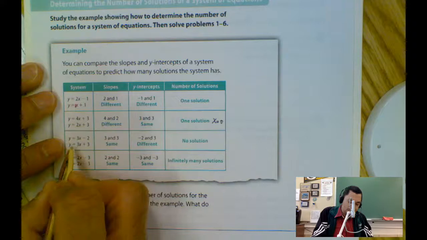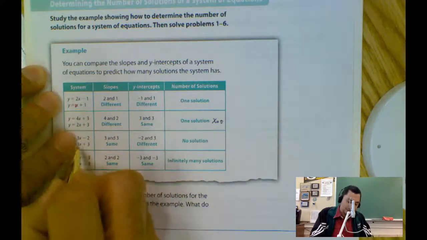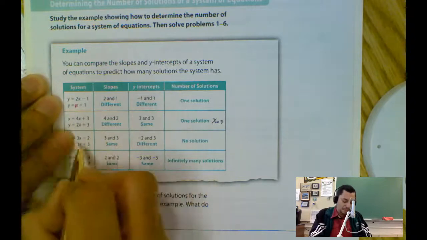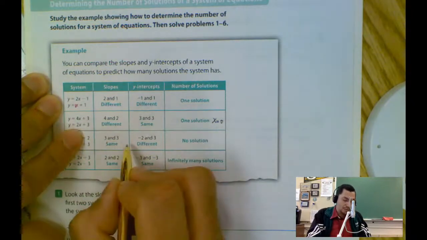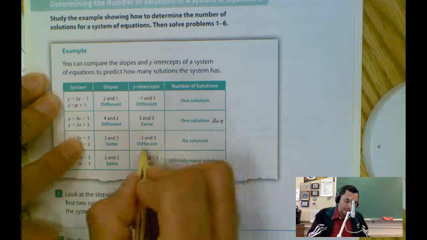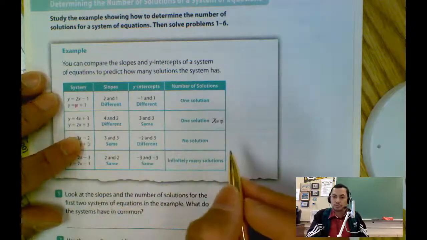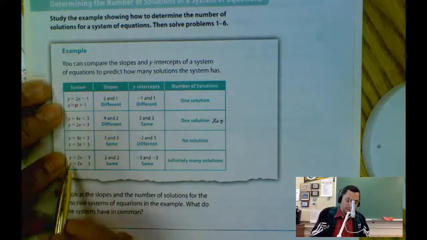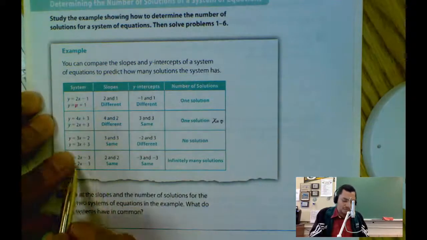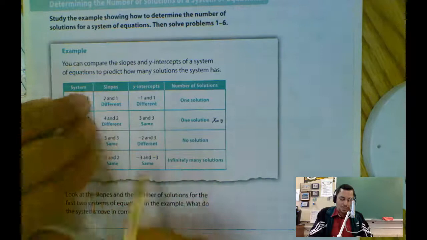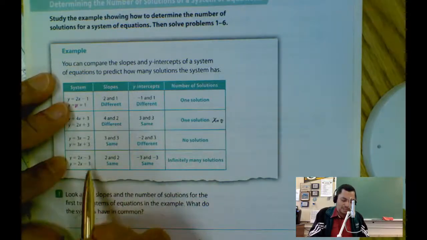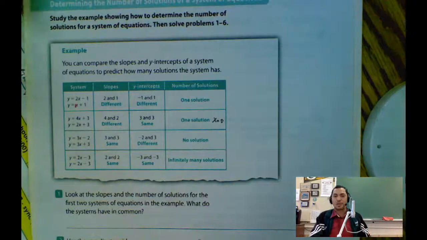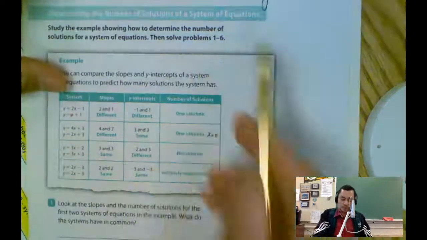Now, if we move to the third system, we have the same slope and different y-intercept. Same slopes, 3, different y-intercepts, -2 and 3. What we have? No solution. We're going to solve some problems, those ones later. Then we have the last one, same slopes, same y-intercept, in this case 2 and 2, -3 and -3, and we have infinitely many solutions. So let's go over problems 1 through 6.